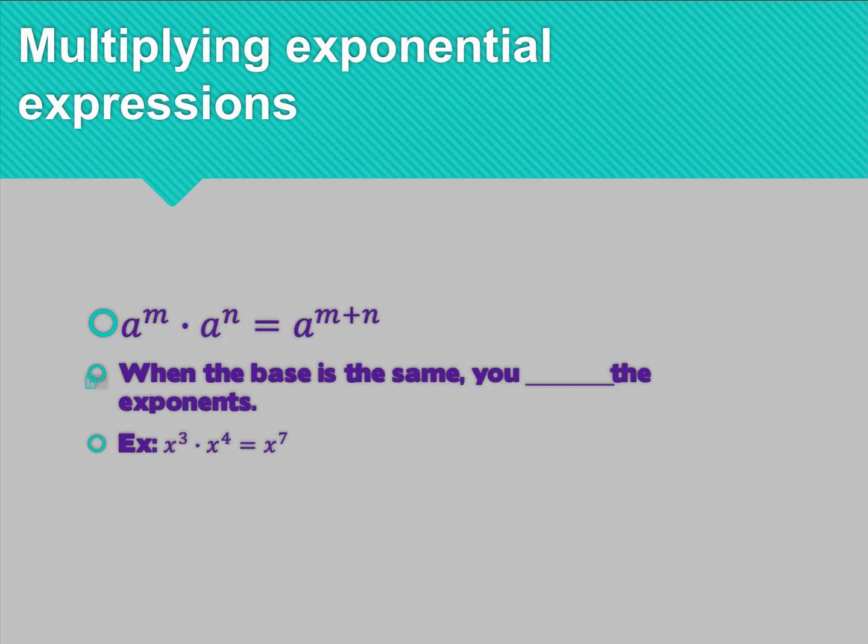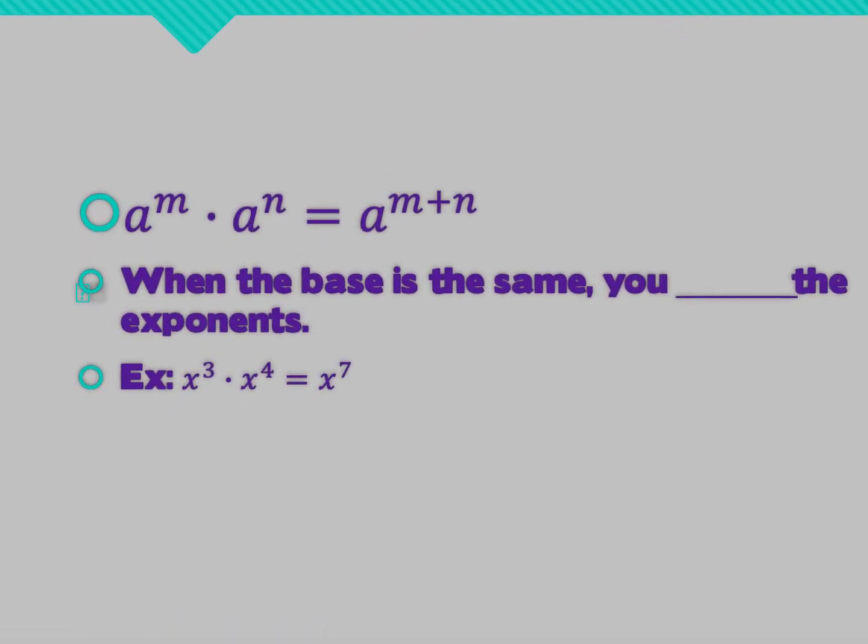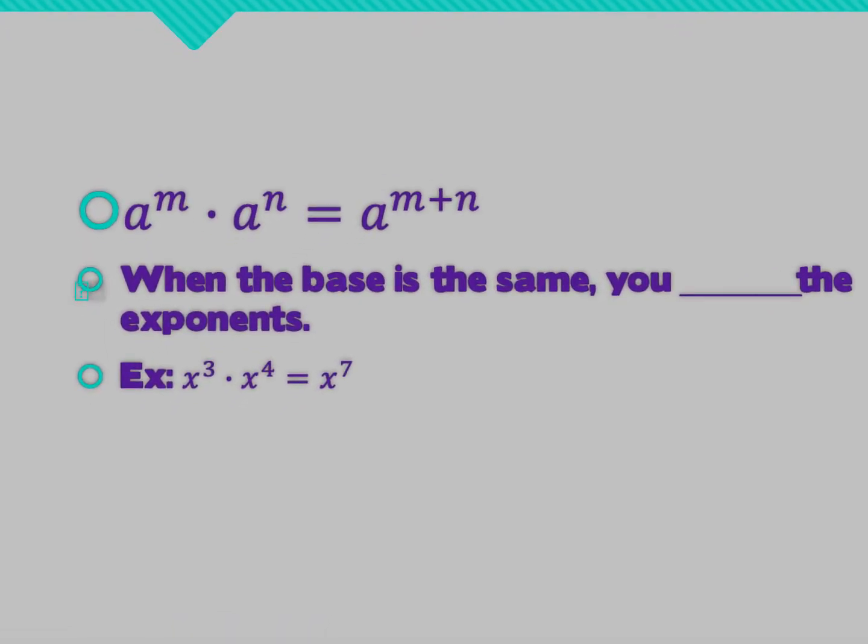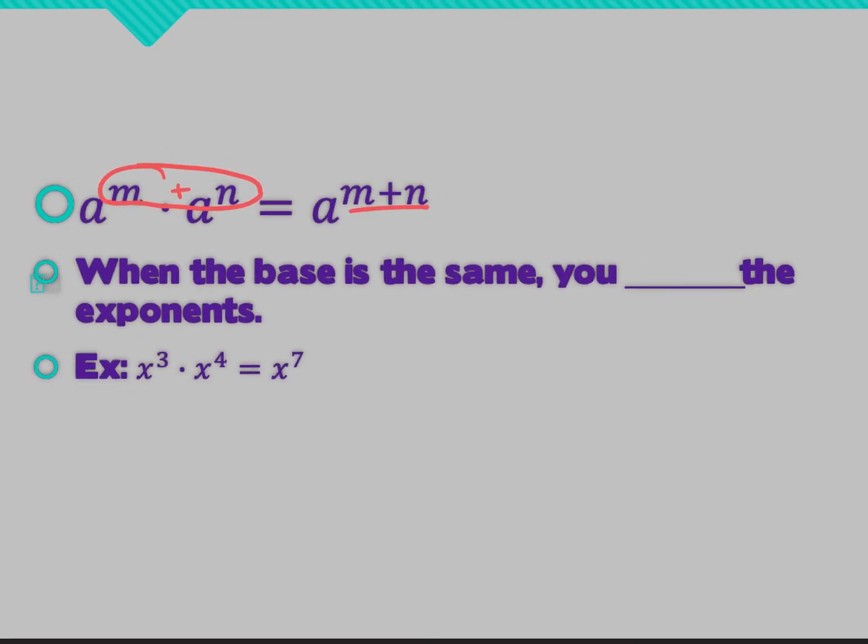When multiplying exponential expressions, if I had a to the power of m times a to the power of n, what would I do to the exponents? I add them, just like it did here. So when the base is the same, you add the exponents. So it did an example for us. We have x to the 3rd power times x to the 4th power. So I would add 3 plus 4, which would give me x to the 7th power.